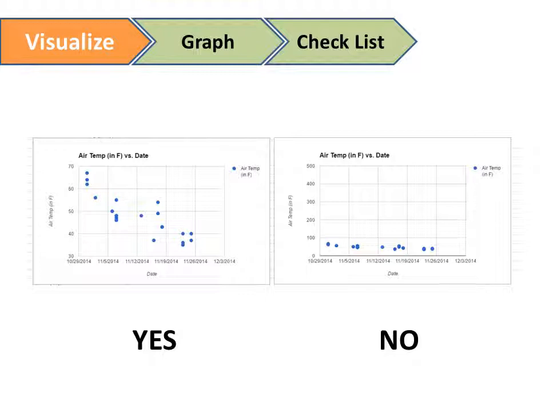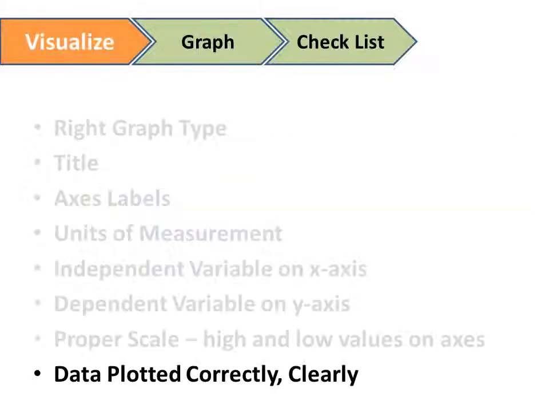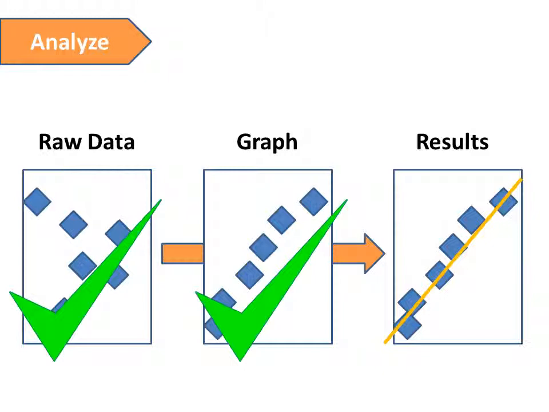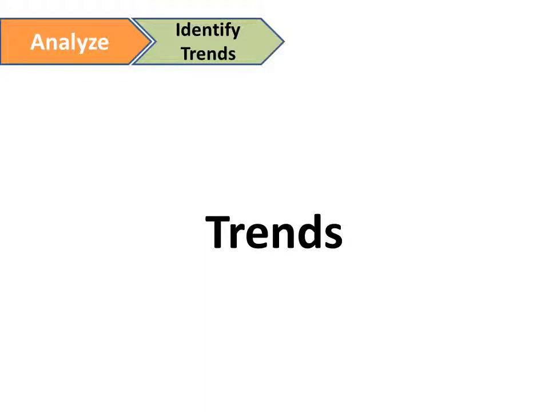You want to make sure that all the data appears on the graph and also that you can see how it behaves. Finally, check that you plotted your data correctly and clearly. Now that you have an awesome graph, it's time to take a critical look at your data and determine what it is telling you. A good place to start is to look for trends in your data.